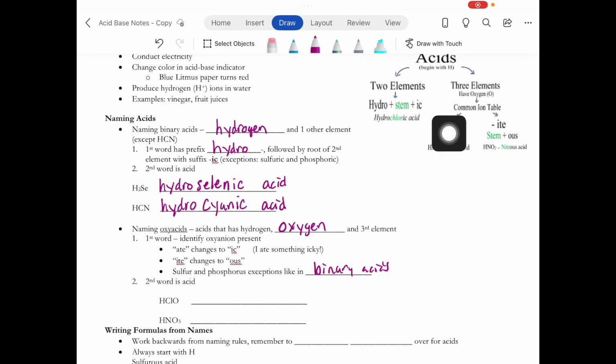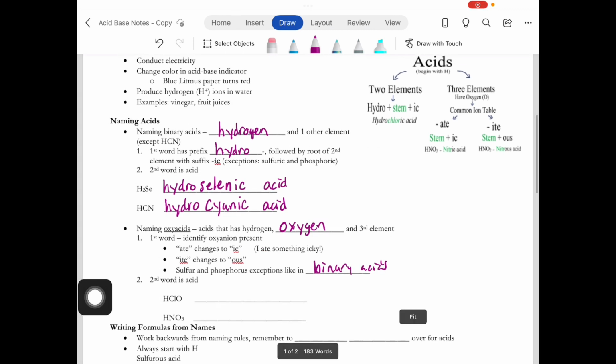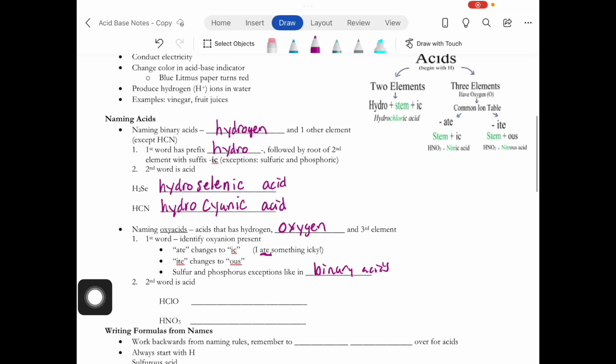So find which one it is, find the polyatomic ion. If it's ate, it would be the stem and ic. If it's ite, it's the stem and ous. And one way to remember this is I ate something icky. So ate goes to ic.